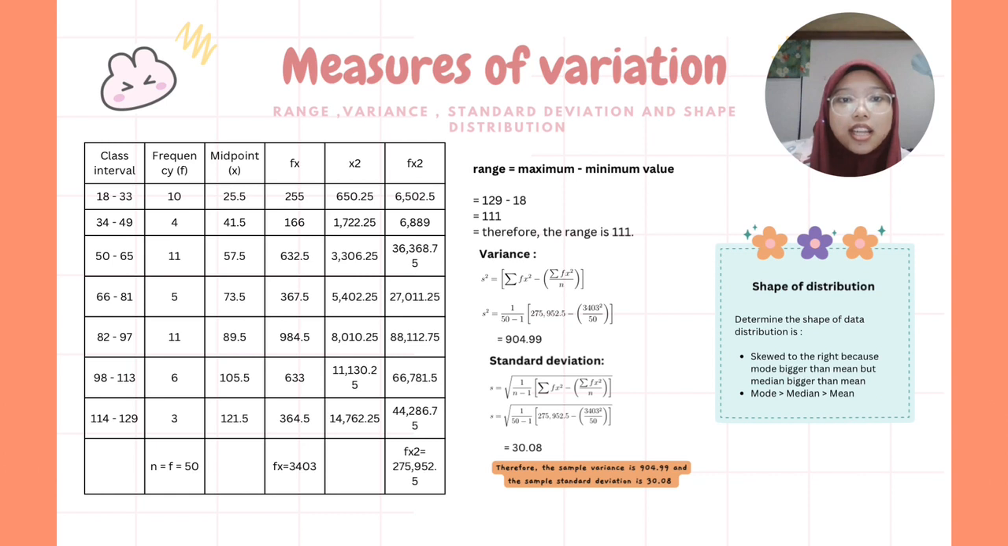The next is standard deviation. The following is a formula to find the standard deviation, and the answer is 13.08. Last but not least is the shape of distribution. On the shape of distribution, we got skewed to the right because mode is bigger than mean, but median is bigger than mean.